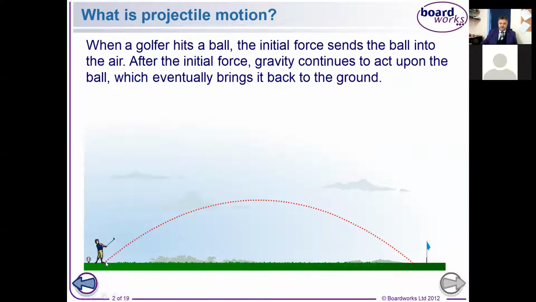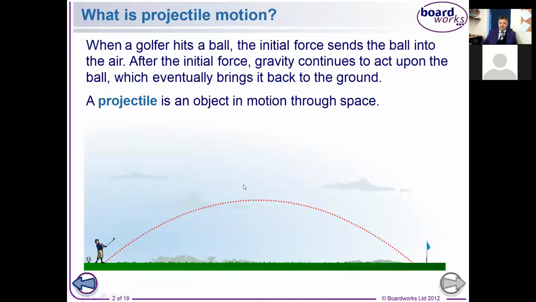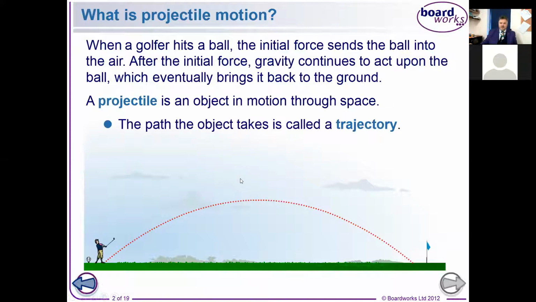So we're looking at the idea that we can calculate how far this golf ball will go if we know the angle at which the golfer is going to hit the ball, and also the speed of the ball once the golfer has hit it. That's the idea. It's useful in a lot of different things, including space travel. When you send a space probe to another planet, it follows a trajectory which is governed mostly by gravity. So a projectile is an object in motion through space, and its path is called the trajectory.